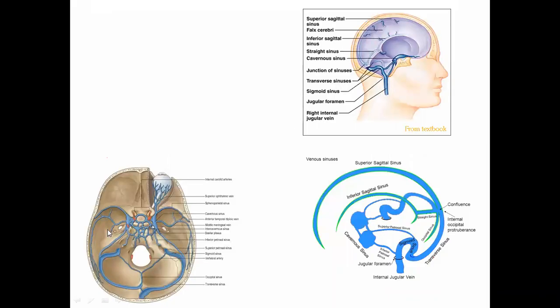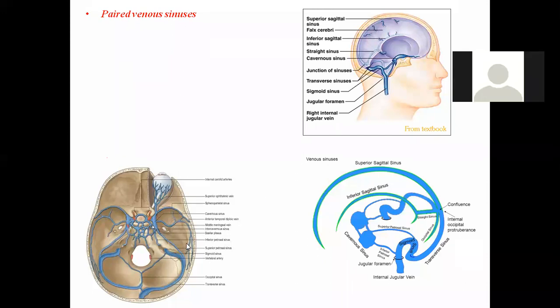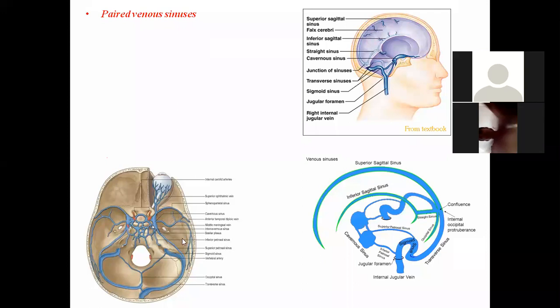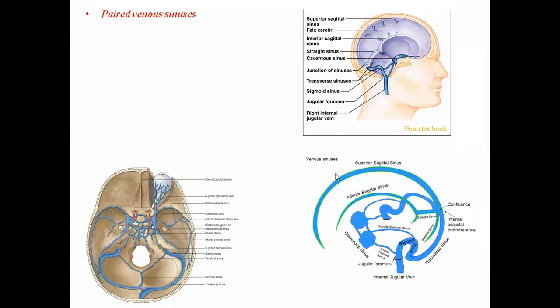Now these diagrams are showing the different dural venous sinuses that are seen in different areas. We can see all this marked area, blue colored area, are the dural venous sinuses. So there can be paired venous sinuses and unpaired venous sinuses. Paired venous sinuses are the sinuses which are seen on either side, whereas unpaired venous sinuses are the sinuses that can be seen on a single side. So let's see first paired venous sinuses.